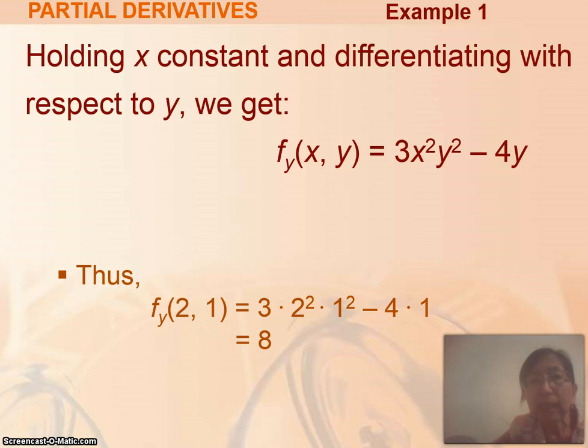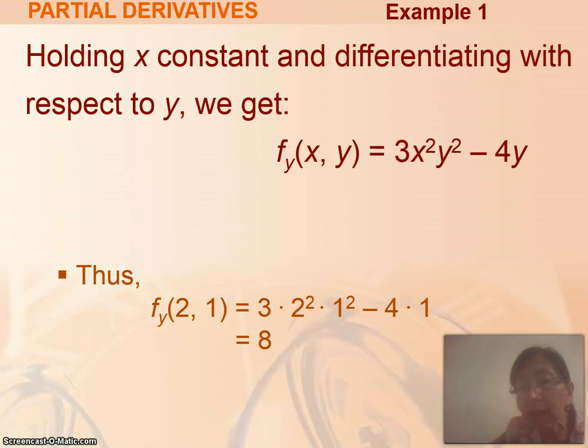Holding x constant and differentiating with respect to y, we get f_y(x, y) = 3x^2 y^2 - 4y. Thus, we have f_y at the point (2, 1).